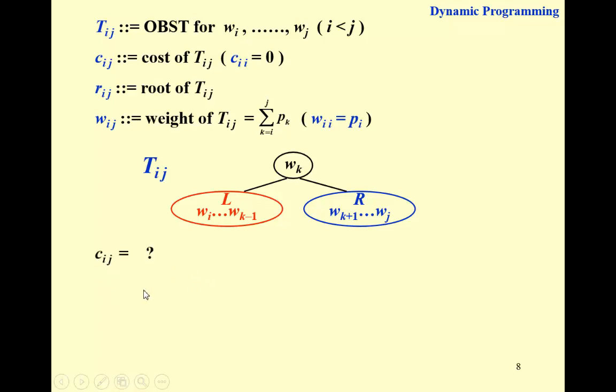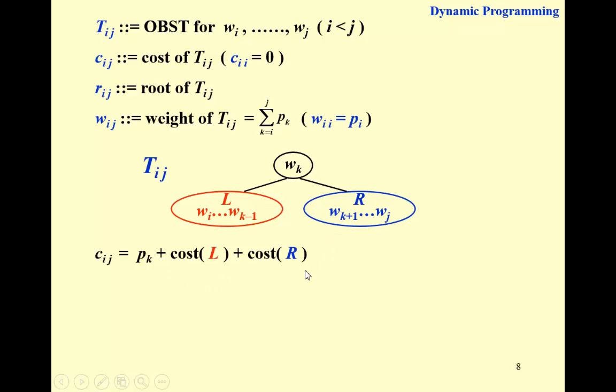So what is c sub ij? It's the cost of the root plus the cost of its left subtree and its right subtree. So first of all, we're going to have this p sub k, that is the cost for the root, right? It's the probability times 1 because the depth of root is considered to be 0. So this is the cost for the root plus the cost of its left subtree and its right subtree.